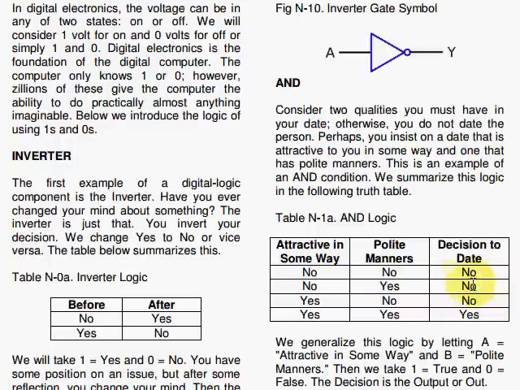We make our decision. So here the prospective date is not attractive and does not have polite manners, no date. Not attractive but polite, no date. Attractive to us in some way, not polite, they're stuck on themselves, no date. Attractive to us in some way and polite, we go on the date.